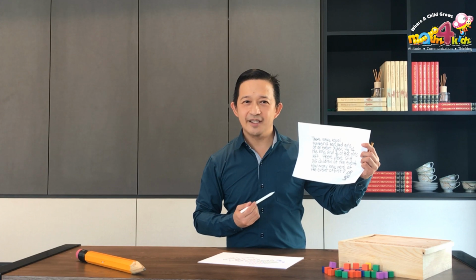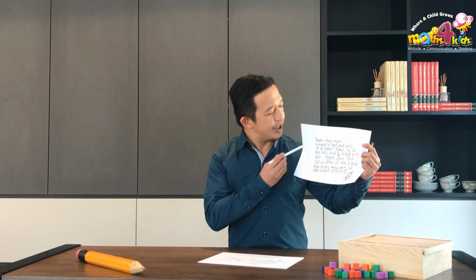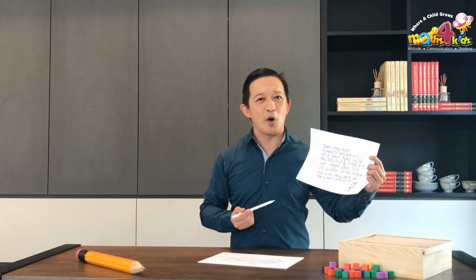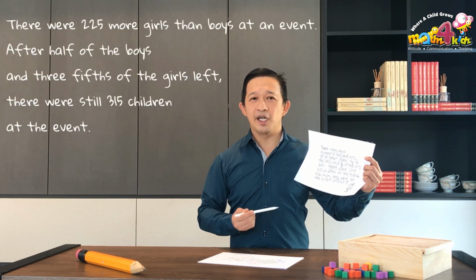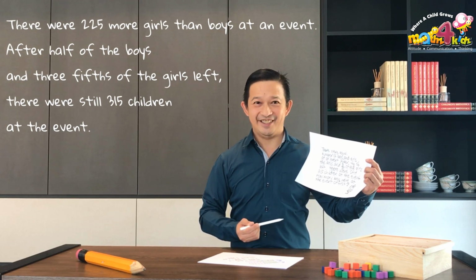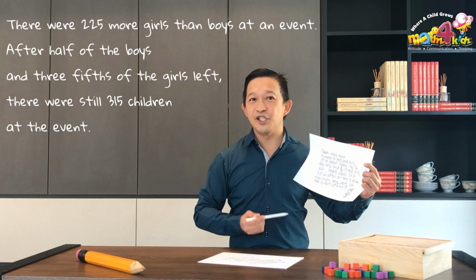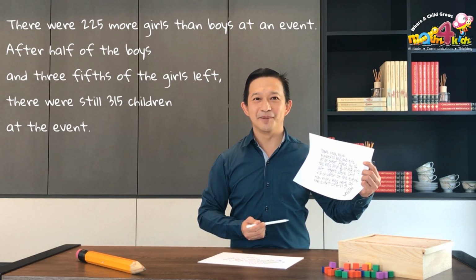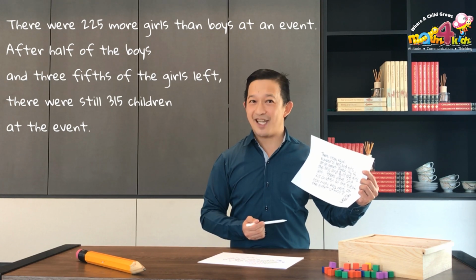If you find today's problem easy, you can challenge yourself. How can we challenge ourselves? We can challenge ourselves by, for example, changing something in the story. In the original story, there were equal number of boys and girls. What if there were more girls than boys? What if there were 225 more girls than boys? Why don't you try that new version of the problem? That's one way we can challenge ourselves.